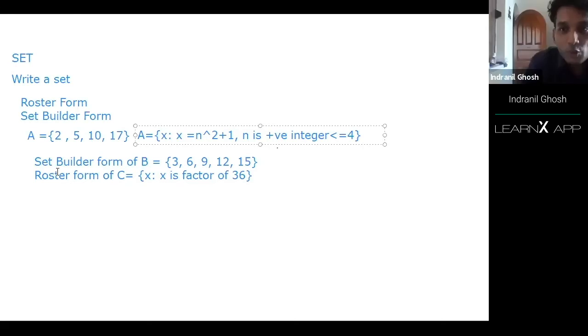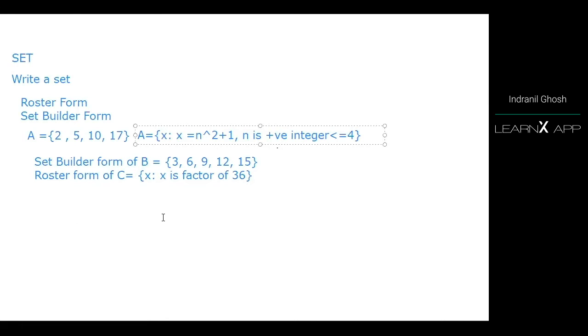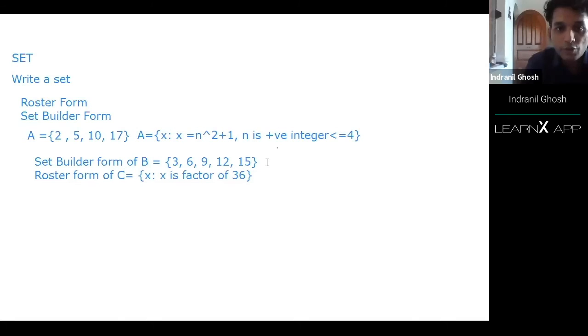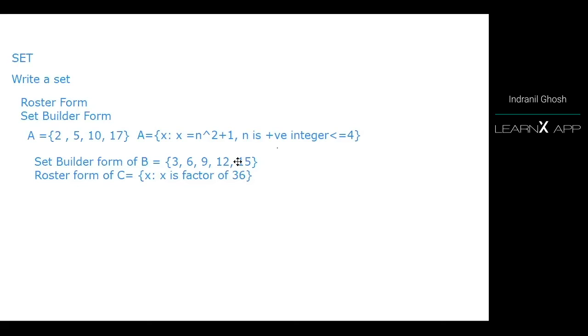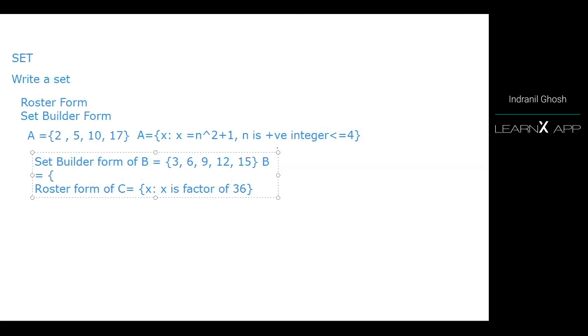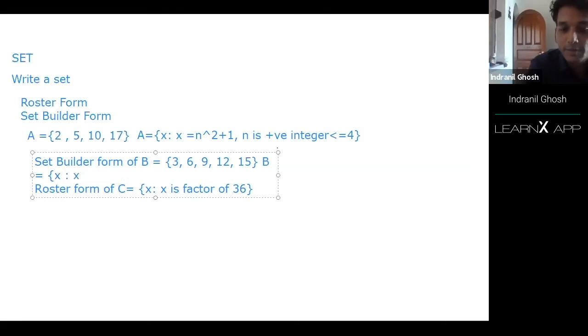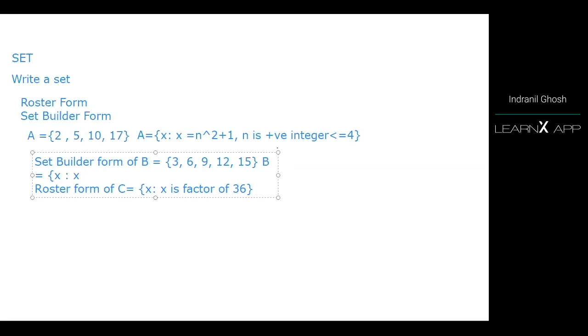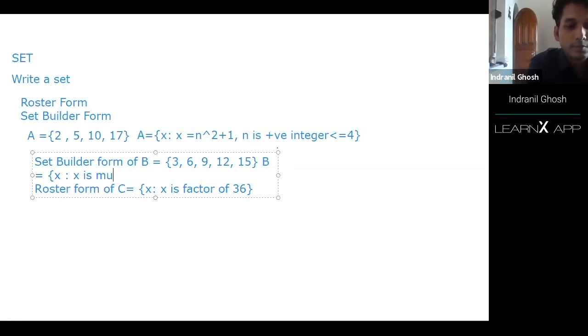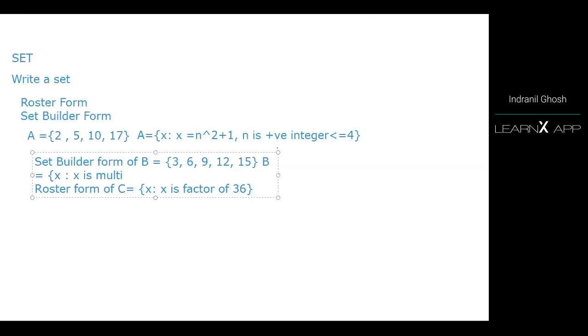Now just try to solve this too. Second number. Sir, B equals x colon x, where x is a multiple of 3 less than or equal to 5.